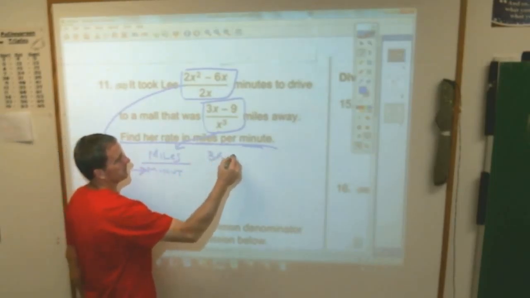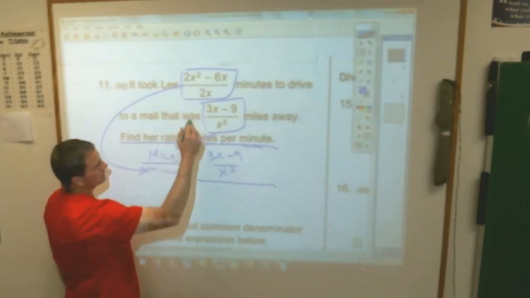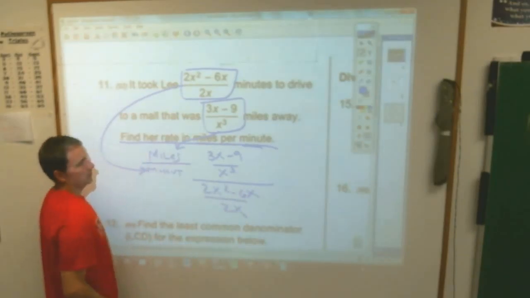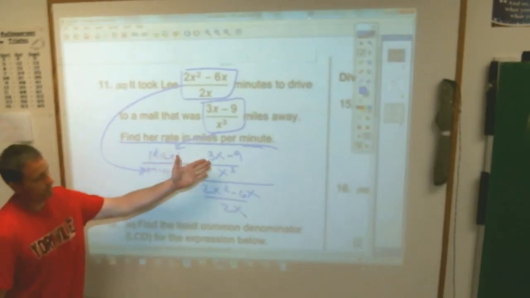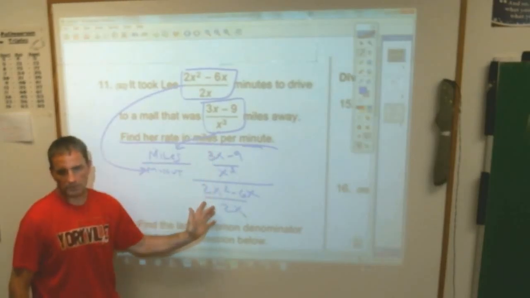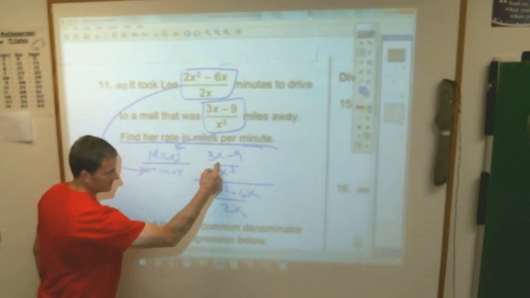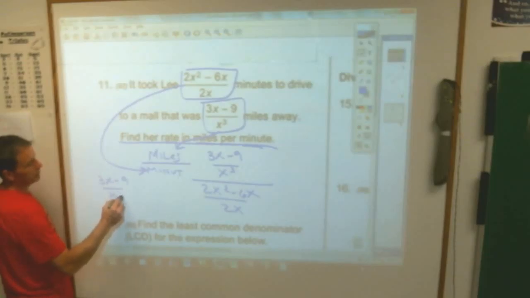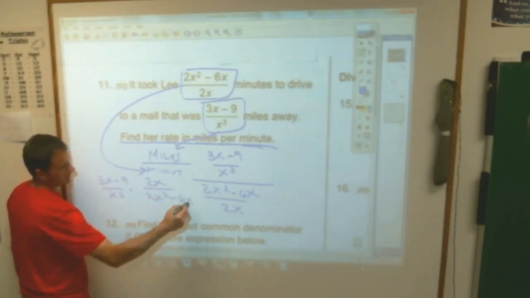Miles is 3x minus 9 over x cubed. That's all going to get divided by 2x squared minus 6x over 2x. Which looks really complicated, but it's just a fraction divided by a fraction. How do you do a fraction divided by a fraction? You've done it since 5th grade. Divide by fractions, you flip and multiply. So you're going to take this and multiply it by that thing flipped over: 3x minus 9 over x cubed times 2x over 2x squared minus 6x.